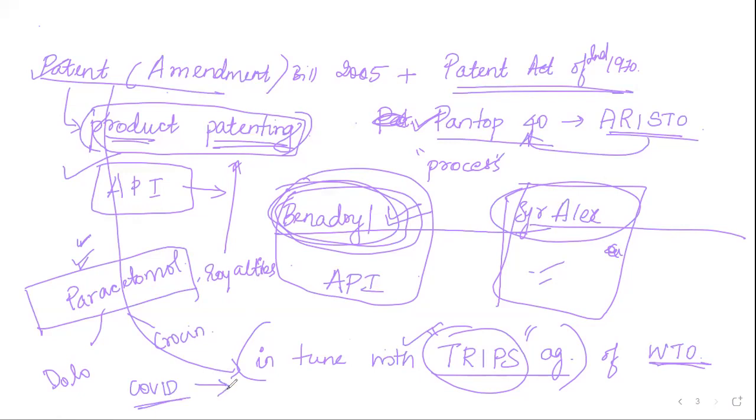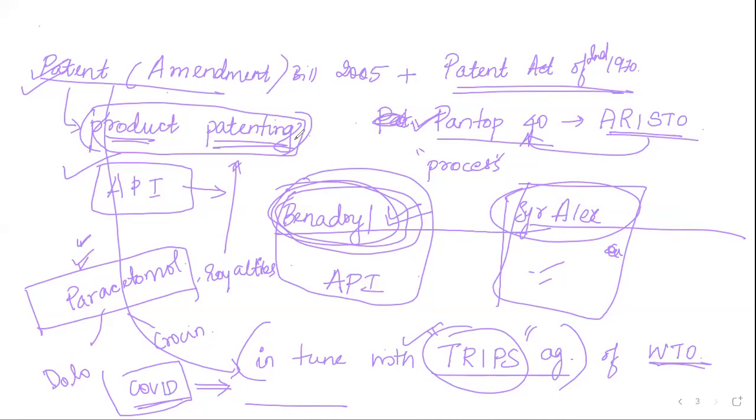Now what happens is, using the TRIPS agreement, we can ask for formulating a generic drug of this basic drug. Okay, so this can be done with proper licensing and all of that, and that is the advantage behind the Patent Amendment Bill of 2005. After the Patent Amendment Act, we could engage in formulating generic drugs, and this is completely in tune with the TRIPS agreement of WTO.